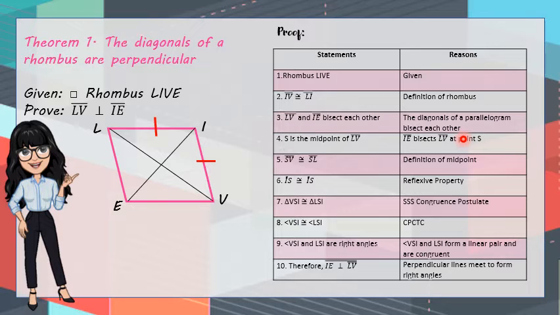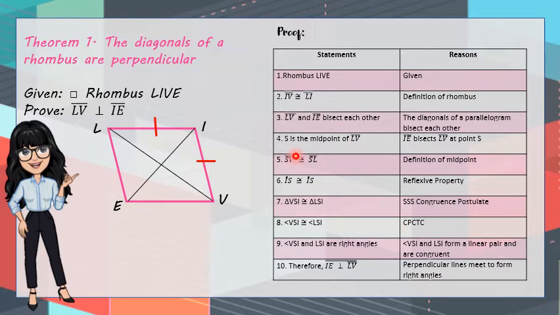One of the properties of our parallelogram states that the diagonals bisect each other. Since a rhombus is a parallelogram, it has all the properties of a parallelogram. So one of the properties is this one: the diagonals of a parallelogram bisect each other. So therefore, the diagonals of a rhombus bisect each other.